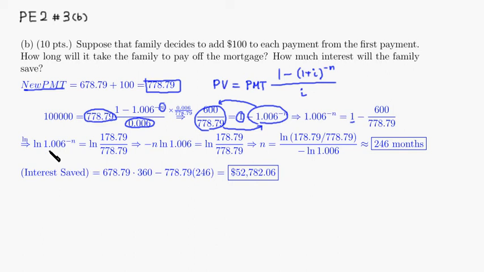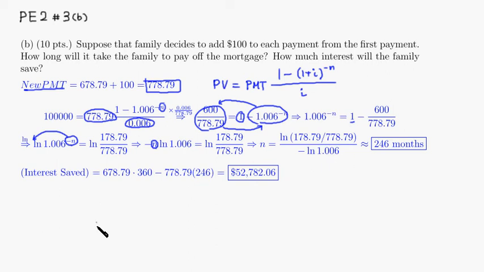Because of the natural log property, you can put this power in front of the natural log. So you have negative n times the natural log of 1.006, and the right hand side stays the same. But we can isolate n simply by dividing by negative natural log of 1.006. So n equals the natural log of 178.79 over 778.79, divided by negative natural log of 1.006.